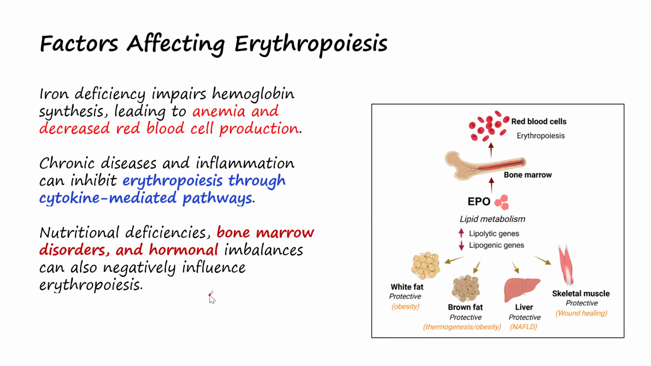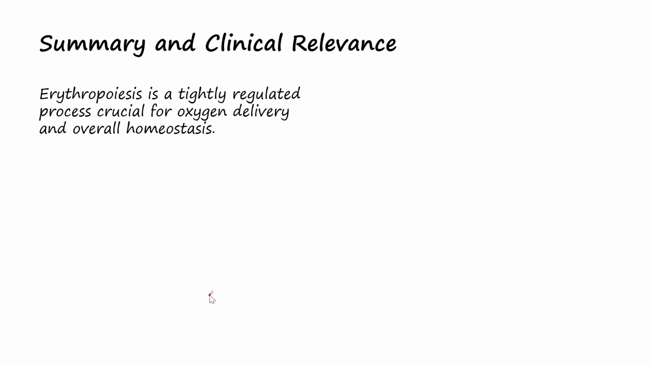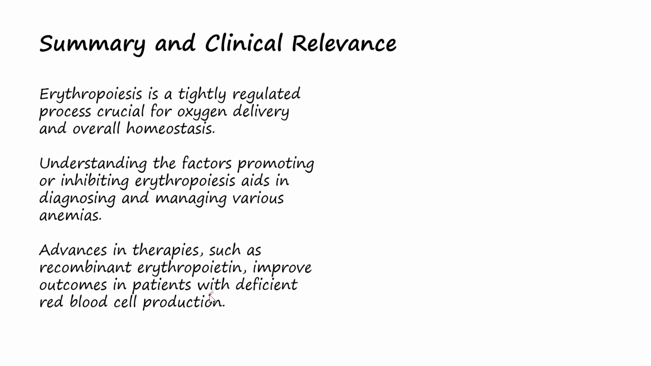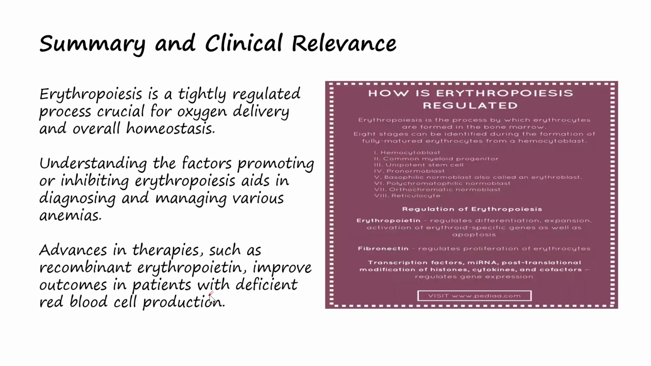This is the erythropoietin, which is a very important stimulator of the synthesis of red blood cells. So in summary and clinical relevance, erythropoiesis is a tightly regulated process crucial for oxygen delivery and overall homeostasis. Understanding the factors promoting or inhibiting erythropoiesis aids in diagnosing and managing various anemias. Advances in therapies such as recombinant erythropoietin improve outcomes in patients with deficient red blood cell production.